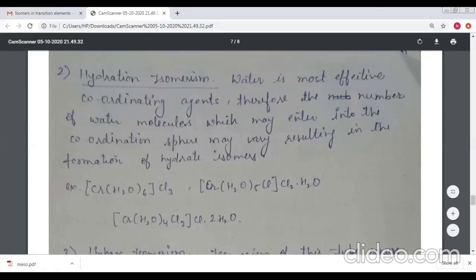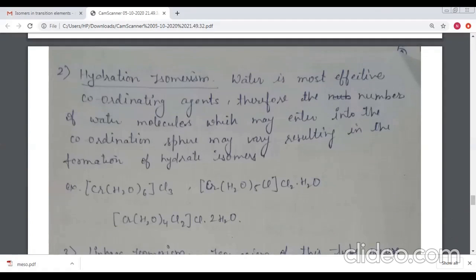Here, water is the most effective coordination agent. Therefore, the number of water molecules that enter the coordination sphere may vary, resulting in the formation of hydrate isomers. So in hydration isomerism, the isomers differ in the number of water molecules attached to the metal ion as the ligand. Here we can see the example.